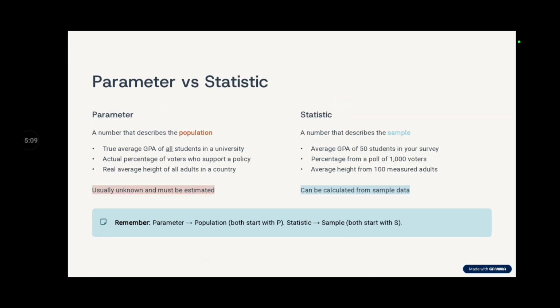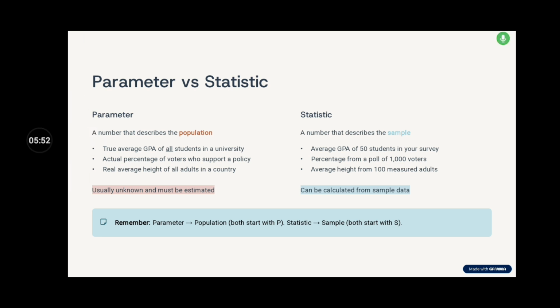Okay, now it is parameter versus statistics. A parameter is a number that describes the population. Some examples: the true average GPA of all students in a university, which is the whole population. Another example is the actual percentage of voters who support a policy, which is also a population because there are many voters. And the real average height of all adults in the country. Imagine a country, this is the whole population, and we cannot take survey data from the whole population.